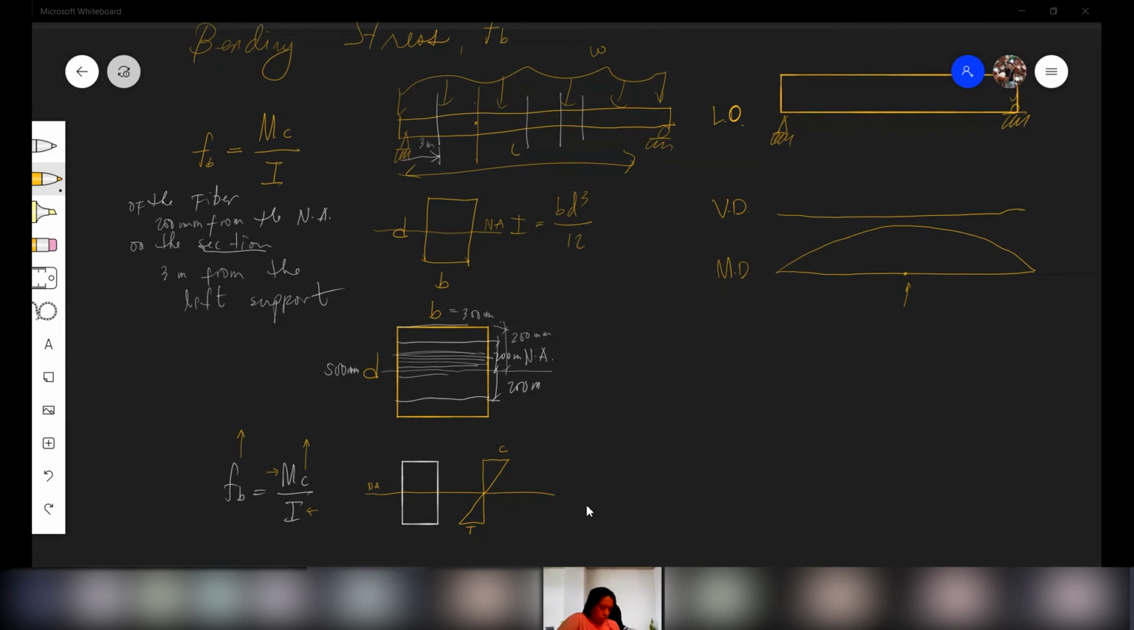I think it was mentioned that the maximum moment is to be found first. How can you solve for the maximum moment?